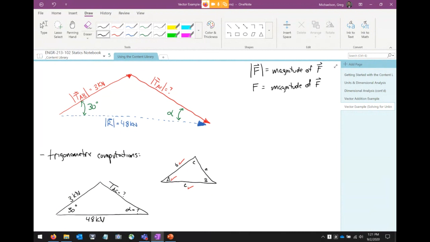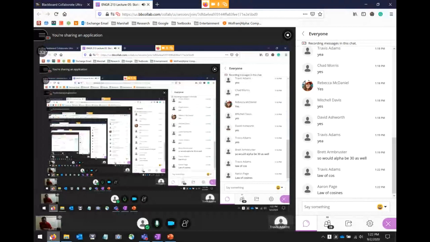So let's look at this and take them one at a time. Let's start off with the tensile force. Can anybody tell me, based on what we know, going back to trig, if I'm trying to find that side and I know little b, little c, and little a, what trig property am I going to use to solve for A? And keep in mind, this is not a right triangle. It's a scalene. So what law am I going to use? The law of cosines, exactly right.